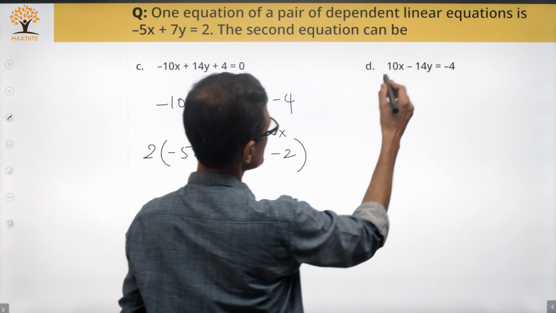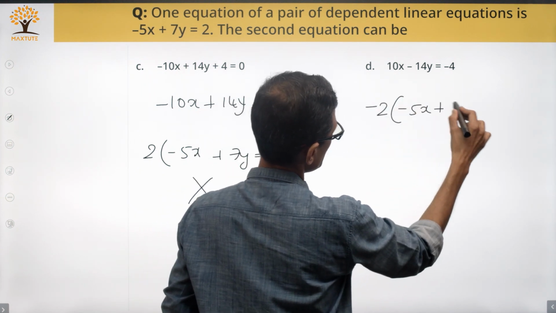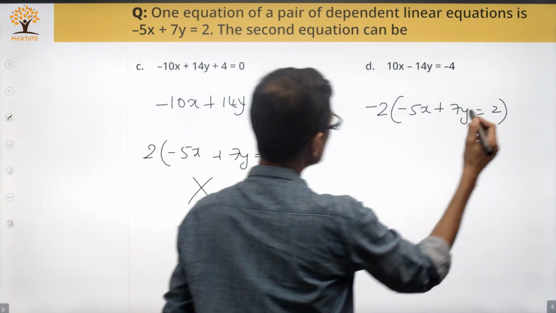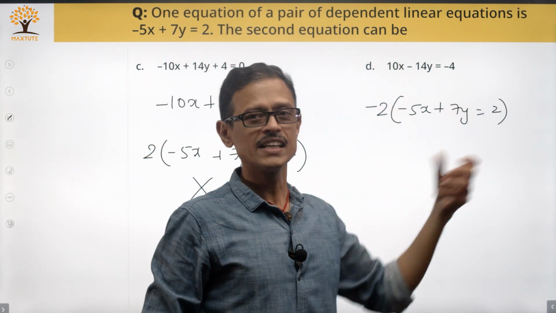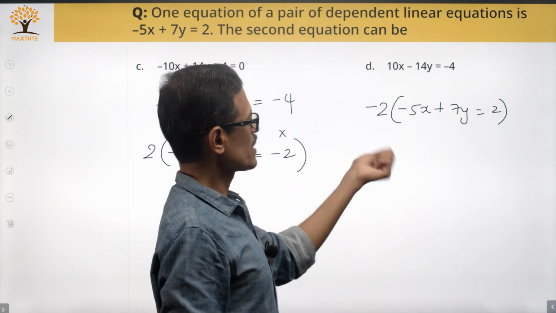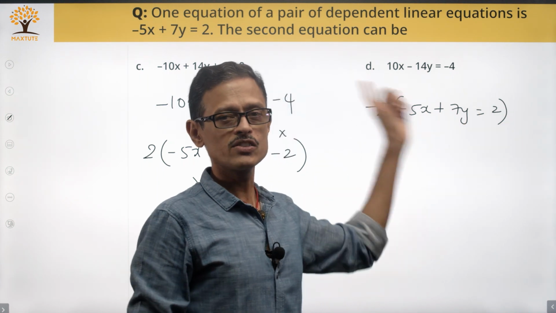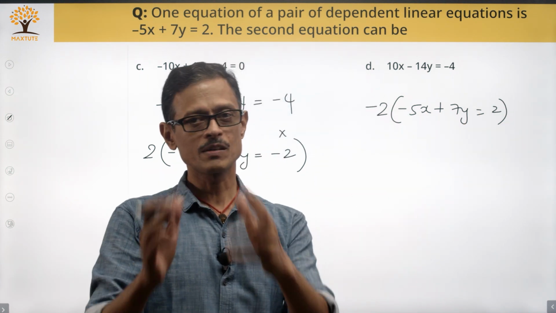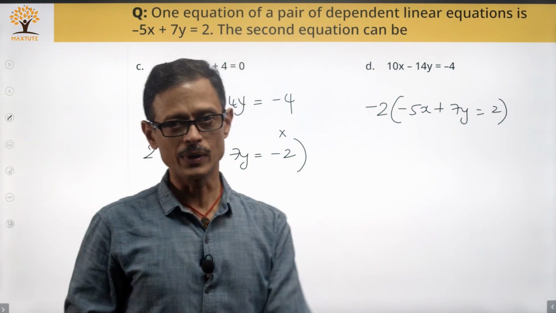Let's see whether it makes sense. Take a minus 2 common from this. This will leave us with minus 5x plus 7y is equal to 2. So this is our original equation. So the equation given in choice D can be written as k times, in this case k is equal to minus 2, minus 2 times minus 5x plus 7y is equal to 2. So the lines represented by these two equations will be coincident lines, or they will be dependent equations, right.